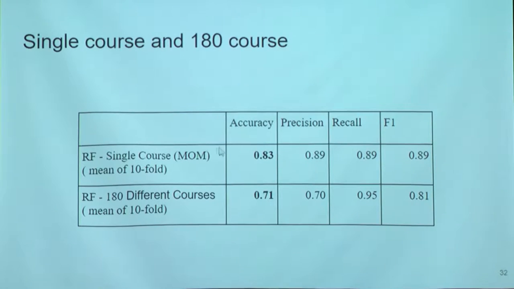Here are some results. Finally, we found the random forest approach is best in this research. For a single course, the accuracy is up to 83%. For the general case, where we analyzed 180 different courses, the accuracy is 71%.